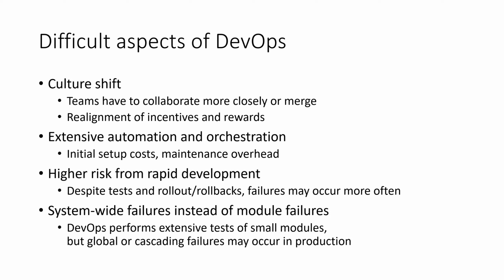In DevOps, we build a lot of tests. We have this orchestration infrastructure to automate rollouts and rollbacks, but failures can still occur. And they might occur more often just because you're pushing things more often into production. And finally, we might be more susceptible to system-wide failures instead of module failures. In DevOps, we build extensive tests and we test each small module thoroughly. But when we deploy in production, we might get global or cascading failures that we didn't catch when testing each module in isolation.